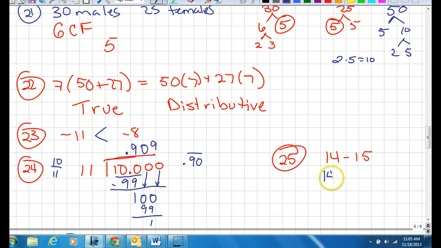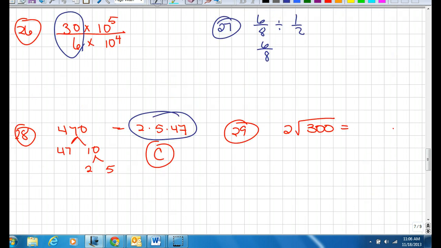25, we have 14 plus a negative 15, if I rewrote it, which is negative 1. So on 26, we're doing some division again with scientific notation. So we're going to take those first numbers. 30 divided by 6 is 5. And then we'll subtract the exponents. So it'll be 5 minus 4. So it'll be 5 times 10 to the first, which is the same thing as saying 50.